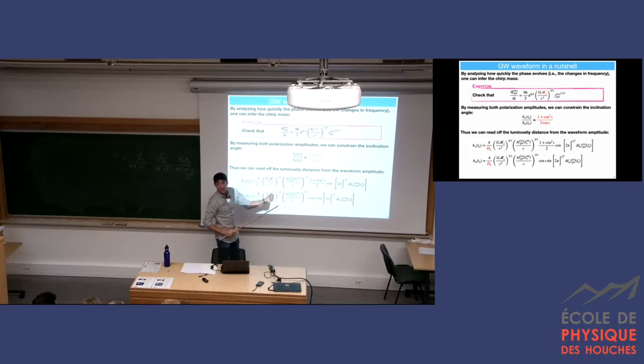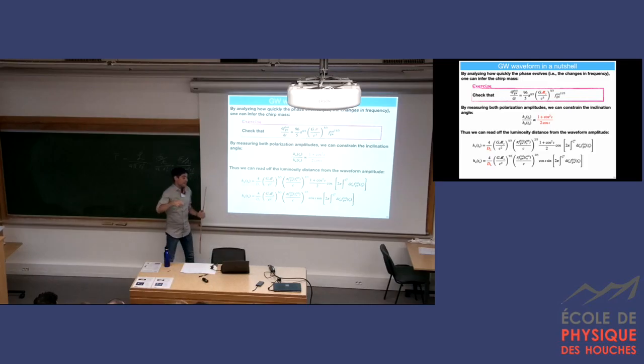So the point is that if I'm able to measure the phase of the signal, I can get a constraint on the chirp mass, because basically I'm observing this. This is something else that I can also track down, and I can constrain the chirp mass.